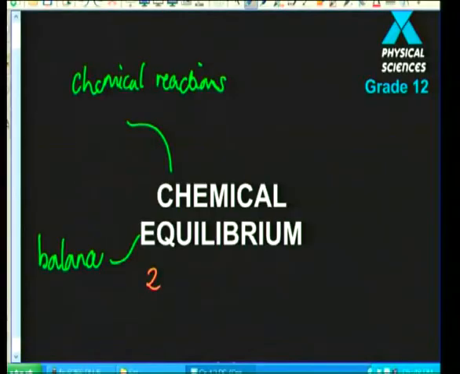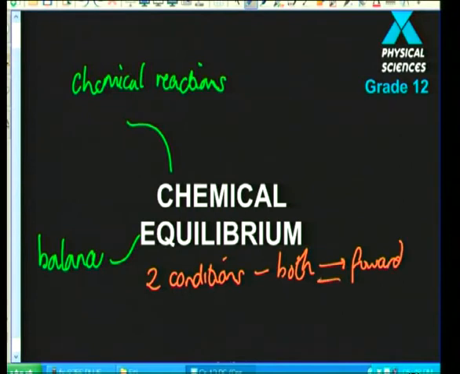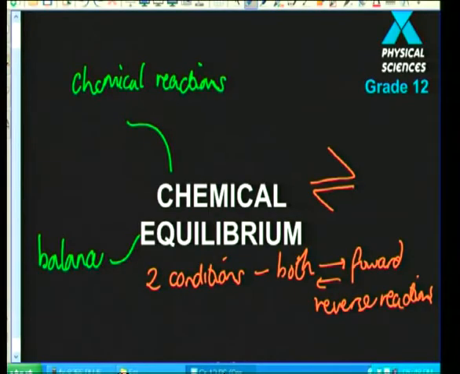Well, our conditions must be that both reactions occur, so that you can actually have both the forward and the reverse reaction. Now, only certain chemical reactions have both forward and reverse reactions taking place simultaneously. So that is indicated by our double arrow. It's shown like that, with the top arrow forward, bottom arrow reverse.